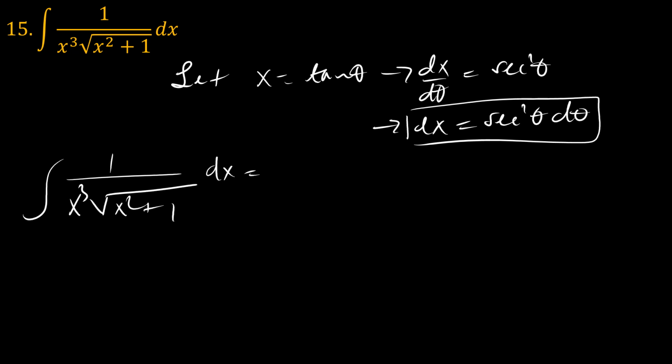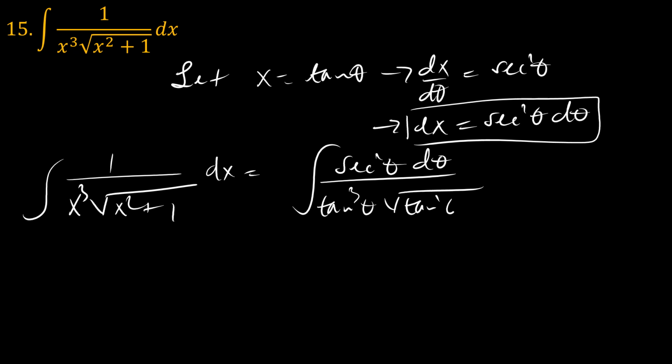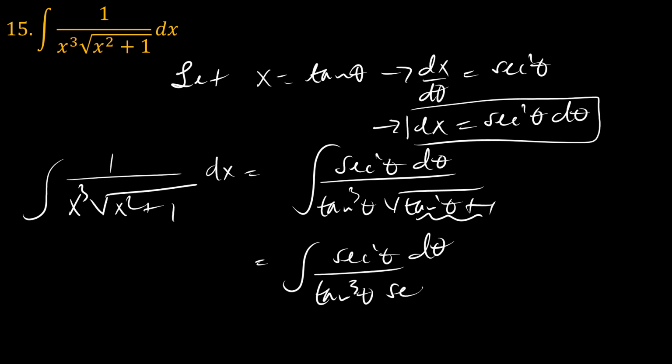And in the theta domain we have 1 over tan cubed theta times the square root of tan squared theta plus 1, which is the same as sec squared theta, d theta. This part here is sec squared theta, the square root is sec theta, so we have sec theta d theta over tan cubed theta. Okay, so what do we do next?